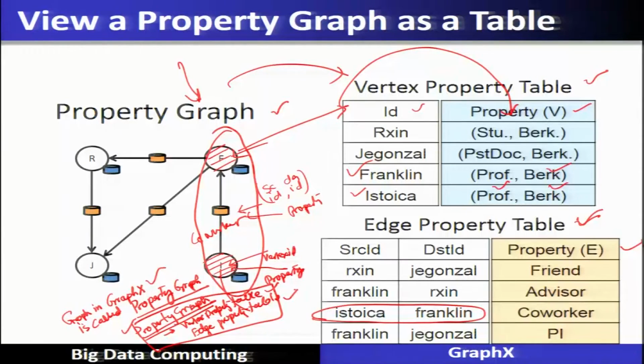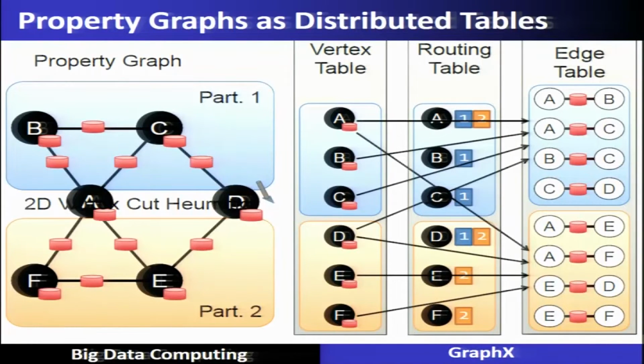So, as the graph is represented as the property graph, it can also be viewed as tables, that is, the vertex property table and edge property table. Property graph is represented as a distributed table. We can see here that if a graph, which is called a property graph, is too big, it cannot fit into one machine, then we can cut across the vertices, and once it is cut, the first part can be stored in one machine, the second part can be stored on the other machine.